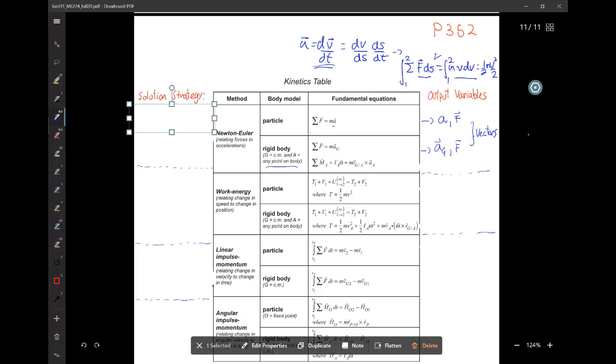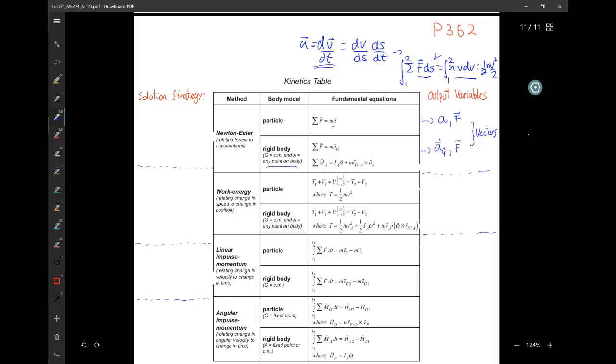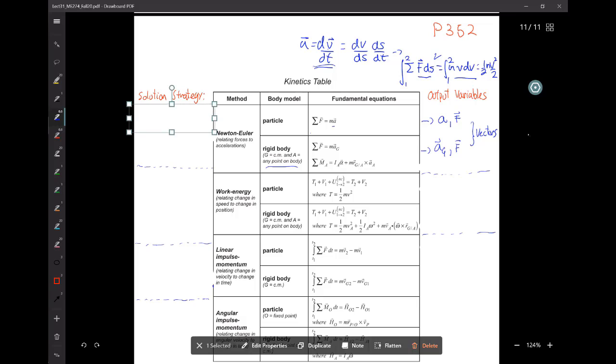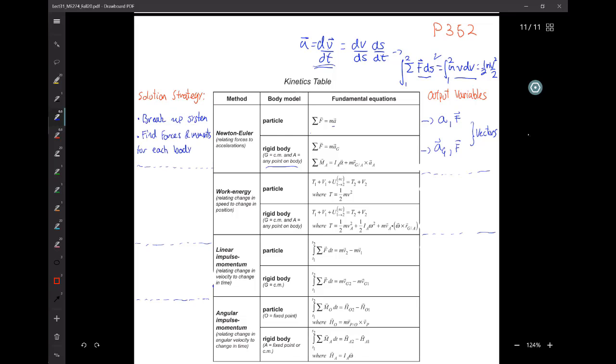What is the solution strategy? Well, I need to break up my system, and the reason I need to break up my system is because I need to find the moments and forces for each particle and each rigid body, okay? Now, this is a summary of chapters 4A and 5A.